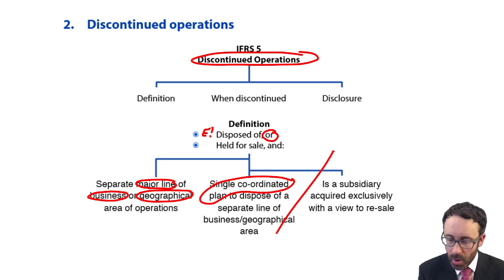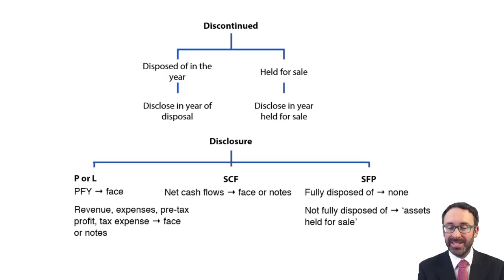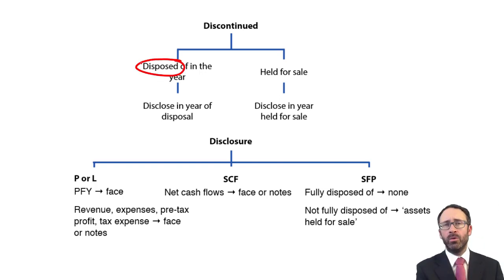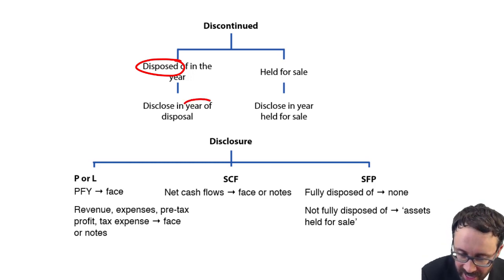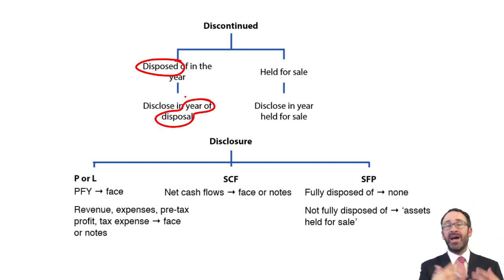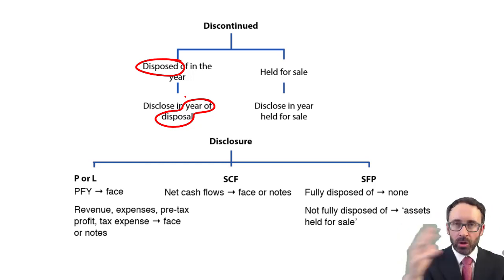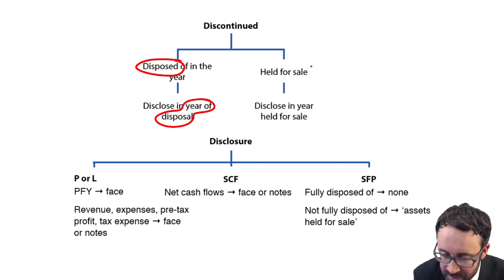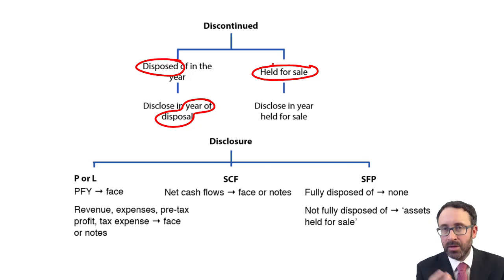Okay. When is it discontinued? Well, it's discontinued if it's being disposed of. So if we sold it, it's discontinued. When do we discontinue it? In the year of disposal. Okay, so if I have an operation, a geographical location that I've closed down this year, the results are separated out this year. However, if it is held for sale, so you need to make sure there that we meet the criteria of it being held for sale. So it's highly probable that it's going to happen.